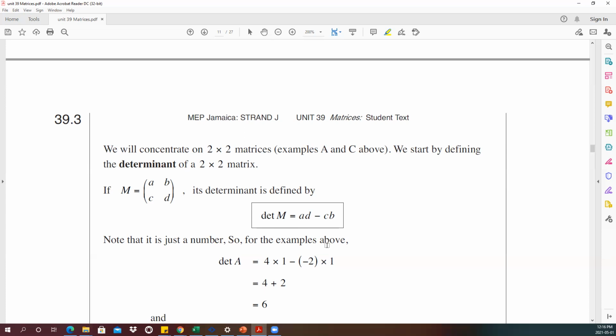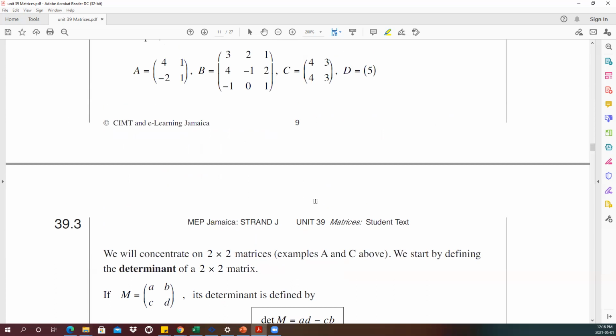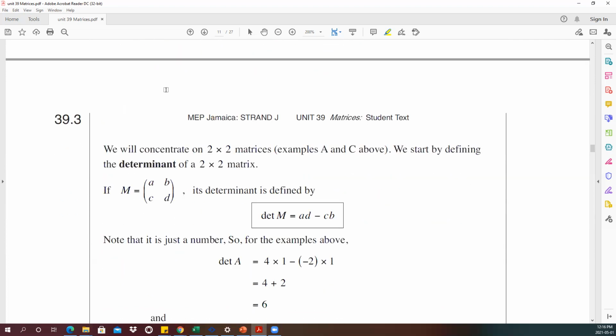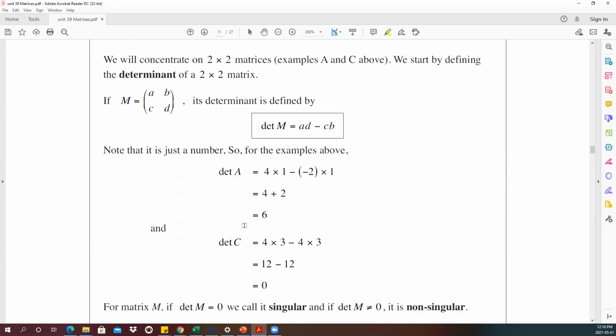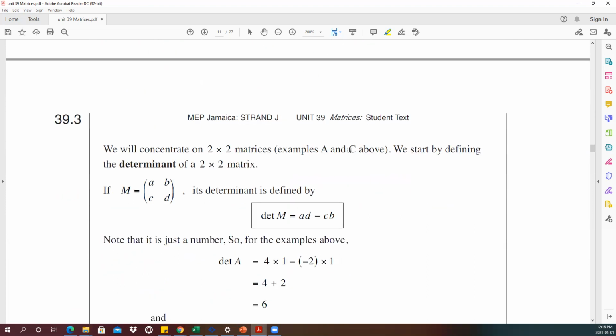So for example, the examples above. The determinant of matrix A would just be 4 times 1, so 4, and then minus 1 times minus 2, which would be a positive 2, so you end up getting 6. And then the determinant of matrix C, which is here: 4 times 3, 12, minus 3 times 4, which is also 12, so you get 0.